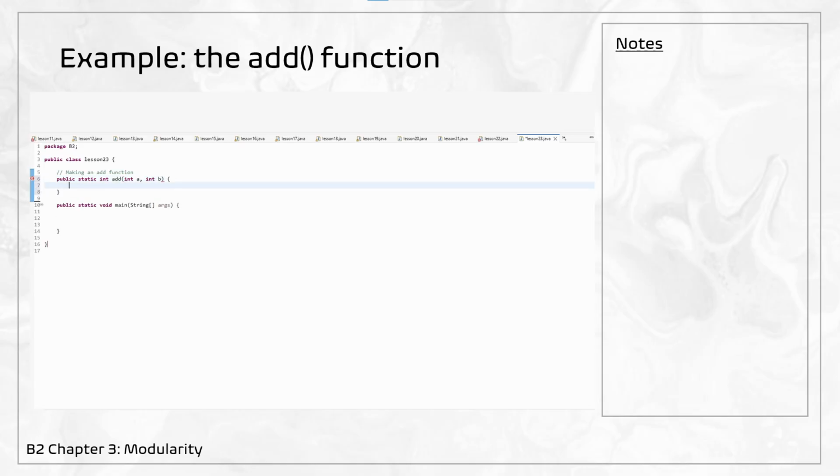And let's open the curly brackets. Now inside the function, we want to add these two inputs together, so let's define another variable, int c is equal to a plus b, and then we can return c. And there we go, that's it.